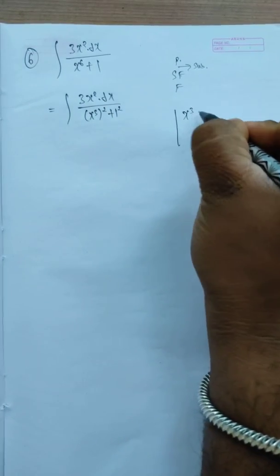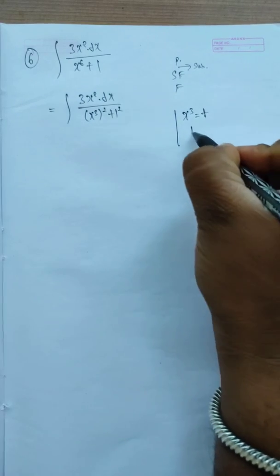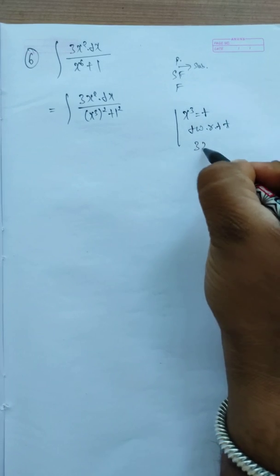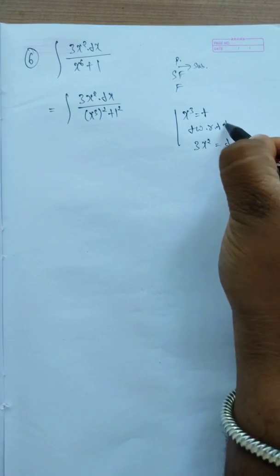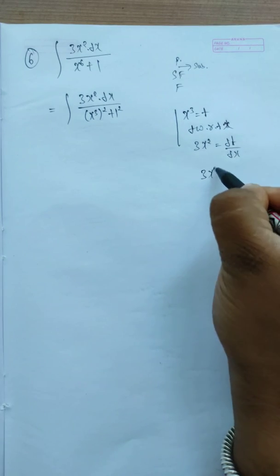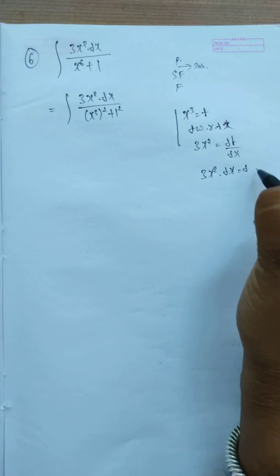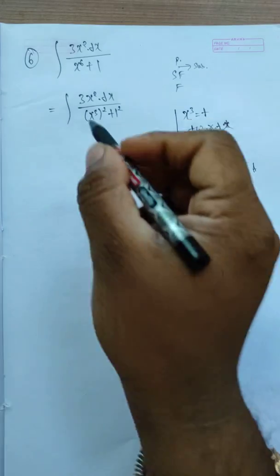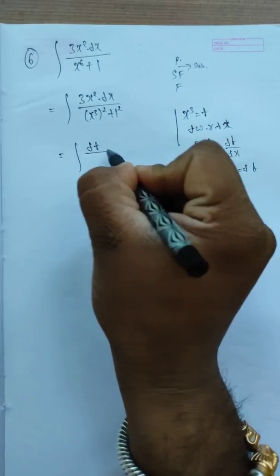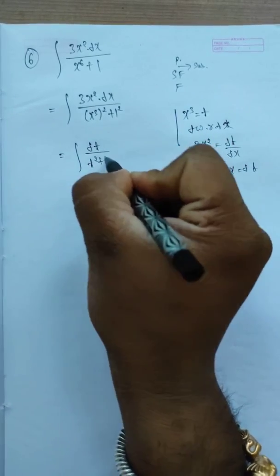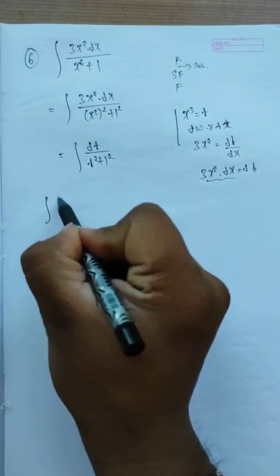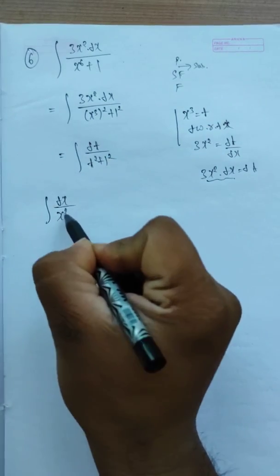x cube is equal to t. Substitute x cube is equal to t. Differentiate with respect to x. The differentiation of x cube is 3x square, so dt by dx means 3x square into dx is equal to dt. In the numerator we have 3x square into dx, so replace this 3x square into dx as dt by t square plus 1 square. Is it clear?